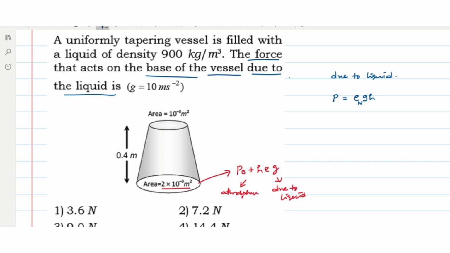Now the question they are asking is the force that acts on the base. The force on the base will be equal to pressure into area. So force equals the density of the liquid into g into h into the area at the bottom. Here g you can take as 10, and the height or depth is given as 0.4 meter.